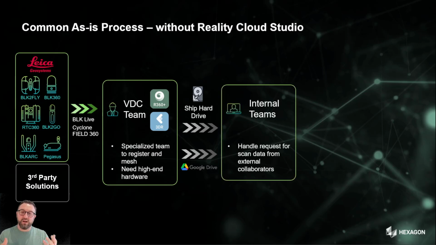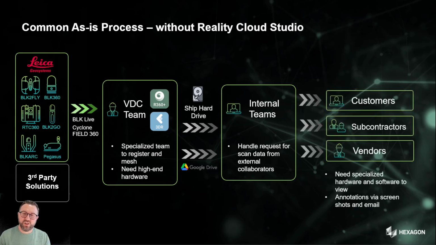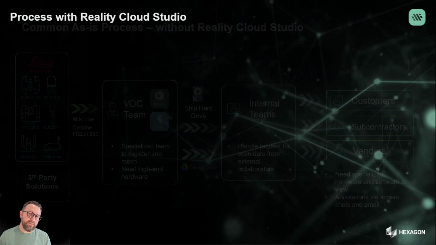And then that data would go to other internal teams, and they may handle requests from external collaborators, and then that data is shared out to contractors, subcontractors, vendors. There's no centralized hub of storage of data. And this works for some people, admittedly, and they have a flow, but really what we want to try and do is leverage the power of the cloud to disrupt that a little bit.